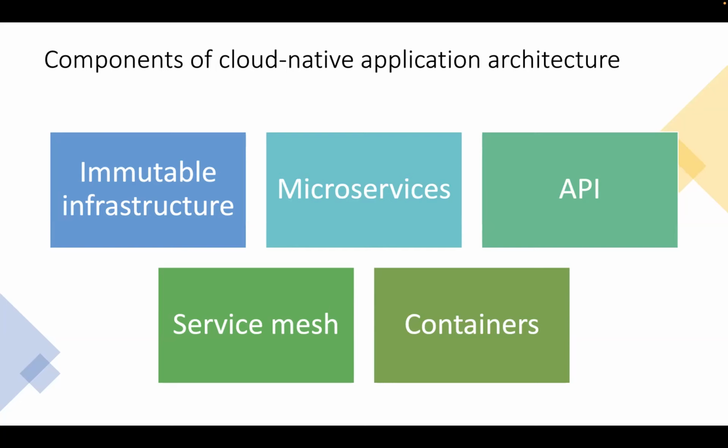First is how your application is immutable. The application, meaning the application infrastructure, is immutable. Immutable means you don't need to upgrade or downgrade the infrastructure. That infrastructure has to be stateless. Second one is microservices, your web and API. And third is service mesh. Service mesh is how you are interconnecting your containers. And the final one is the containers.